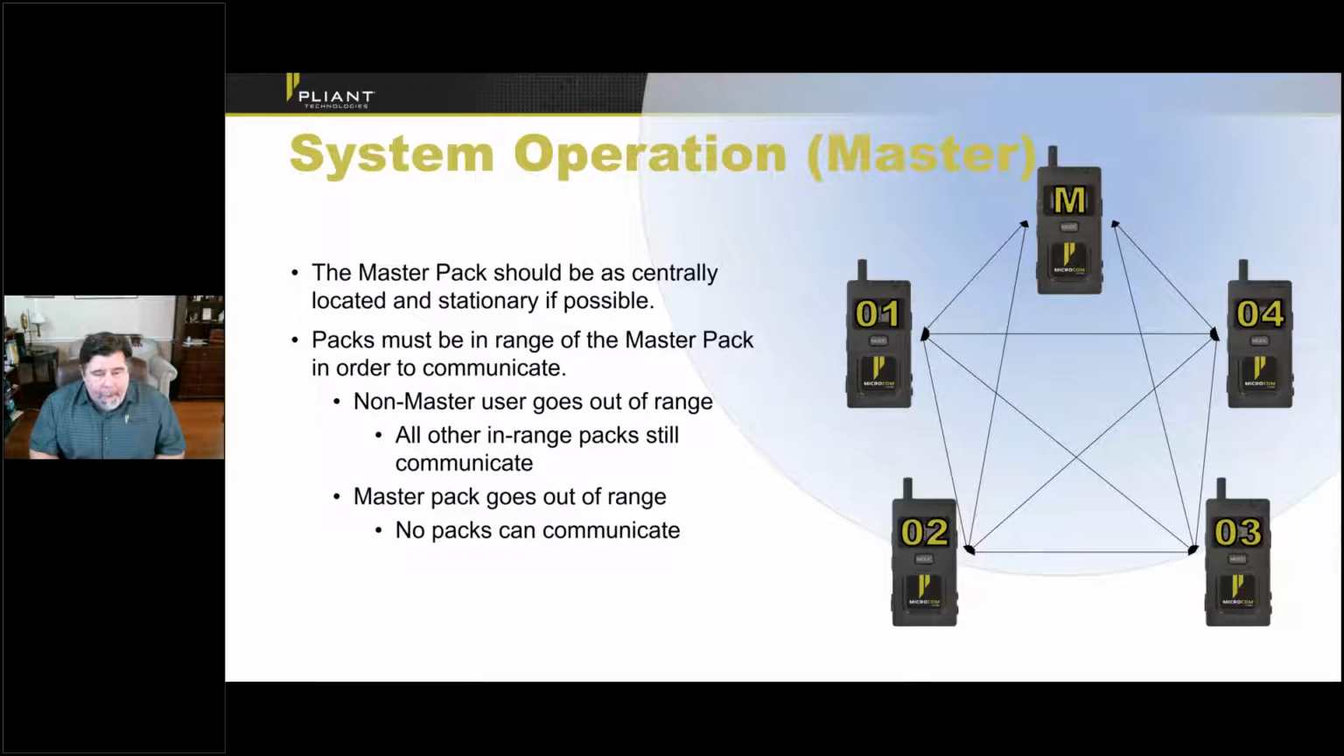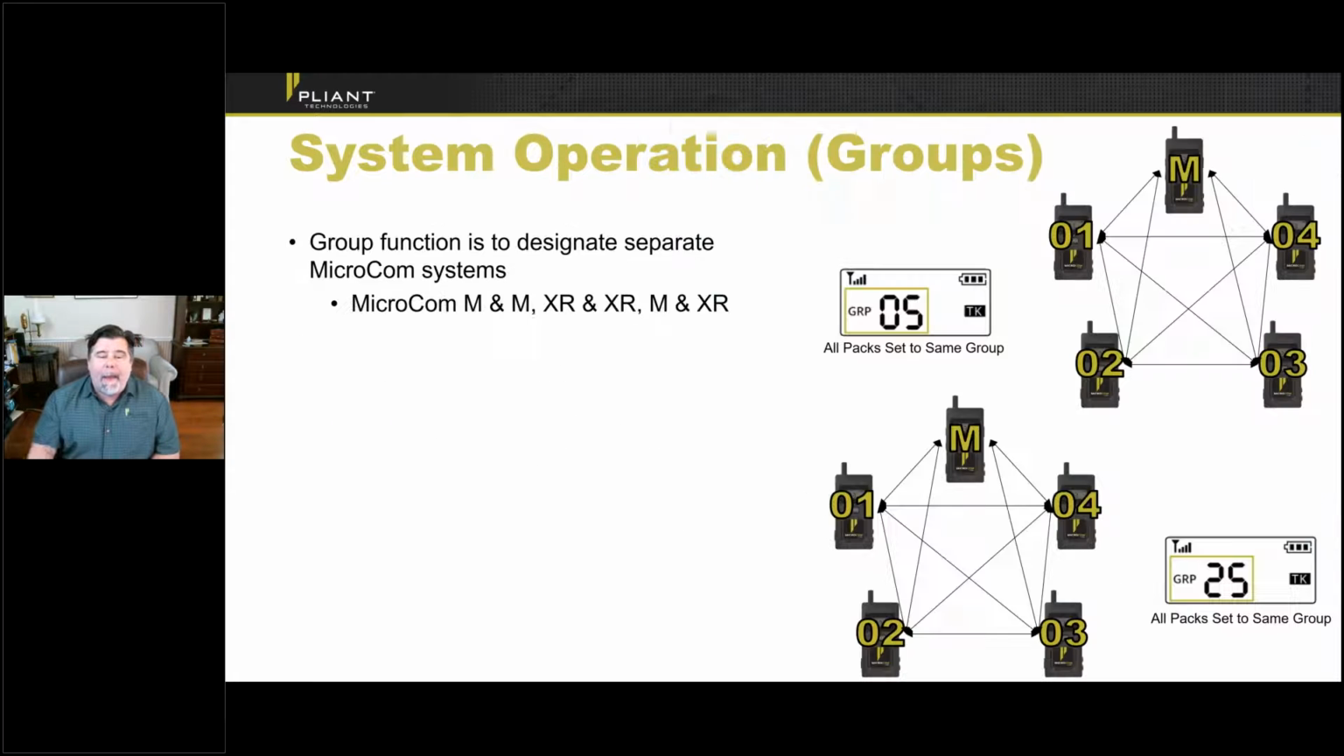Once the master goes out of range, all the packs will lose communication capabilities. But if an individual pack goes out of range, it will only lose its capability to communicate with the rest of the group. Other than that, the rest of the group will continue communicating while that one belt pack is gone.